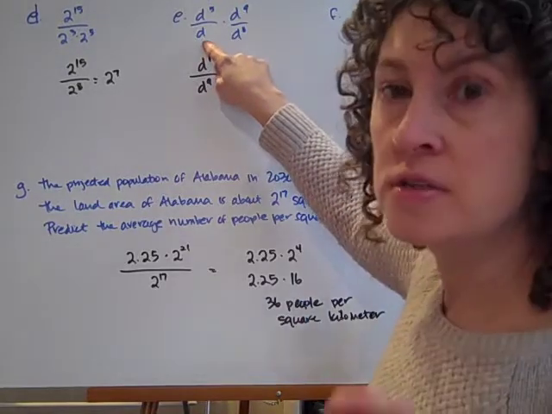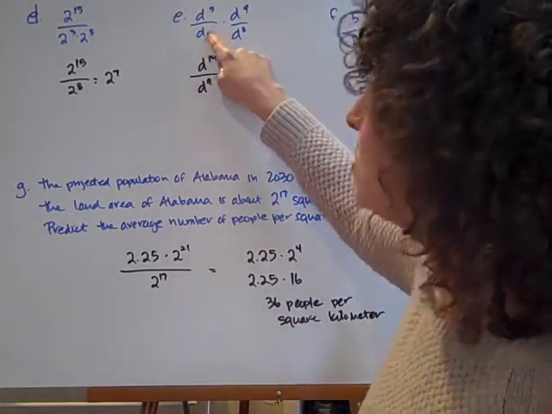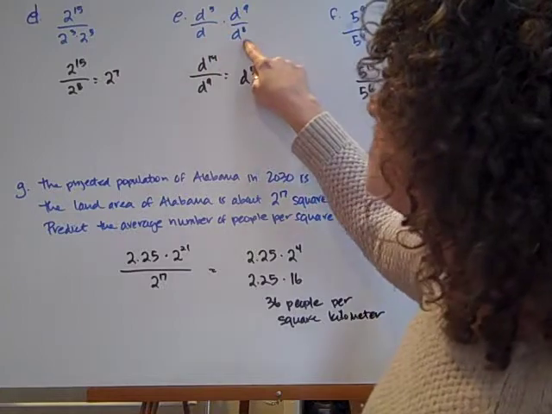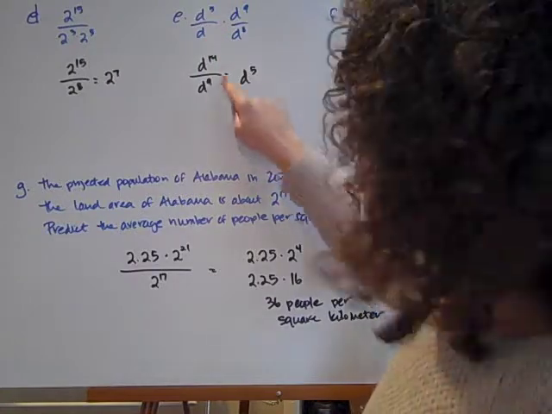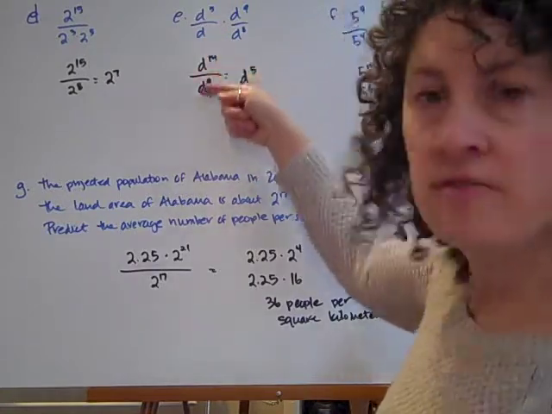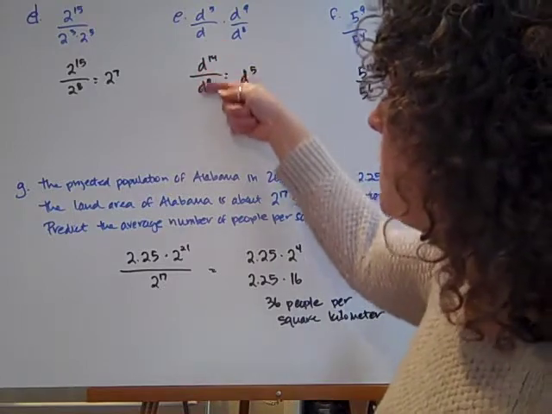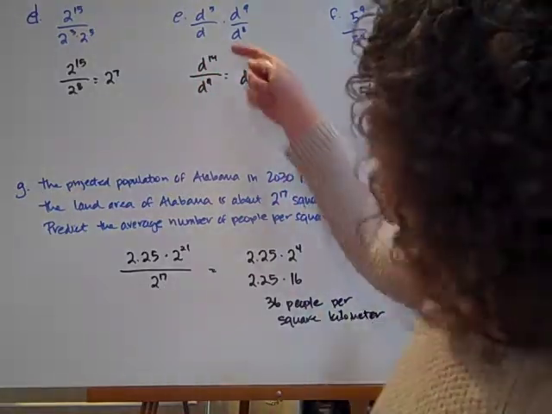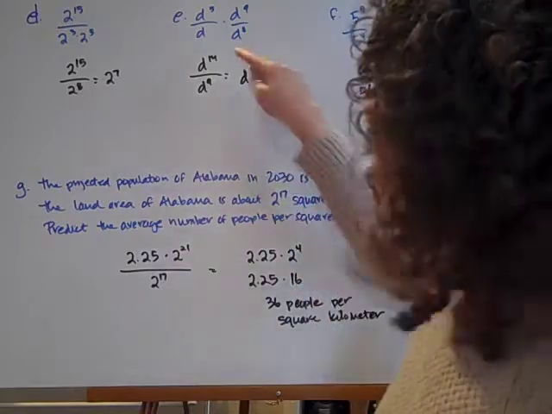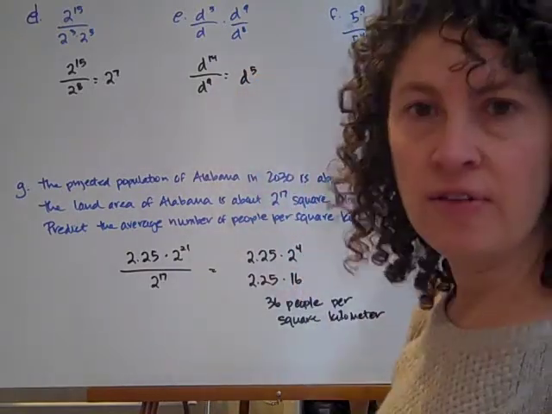And this is d to the 1st. Don't forget that that's an invisible 1 again. d to the 1st times d to the 8th is d to the 9th. So now I'm going to simplify this because they have the same base. So again, I'm going to keep that base in my numerator, and I'm going to subtract my exponents. 14 minus 9 gives me d to the 5th.